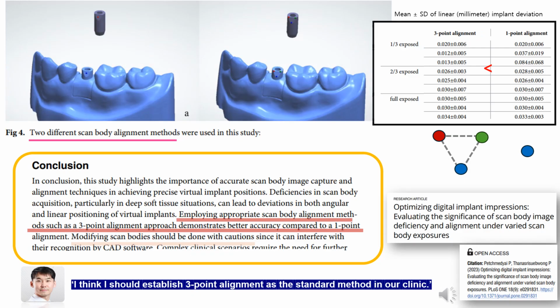Then, realistically, what would be the best way to align simple-shaped scan bodies? I want to revisit the paper I introduced in the May session. It showed that the alignment accuracy is affected by the exposed length of the scan body and the number of alignment points. Reflecting this, we need to ensure that a sufficient portion of the scan body is scanned and understand that the 3-point method is superior to the 1-point method.